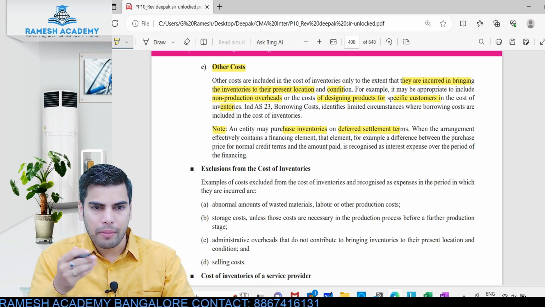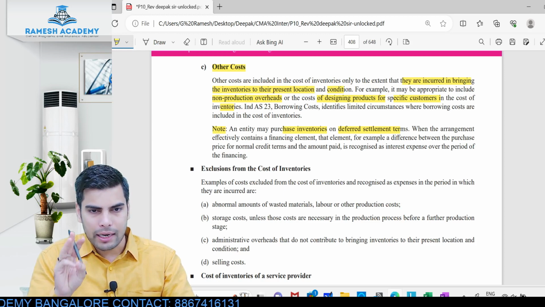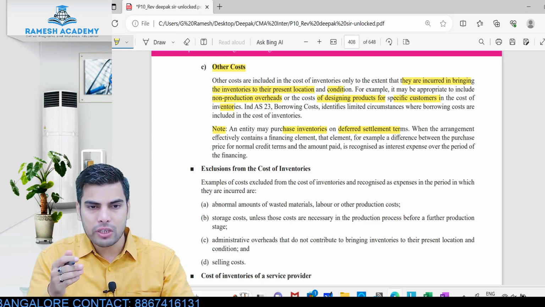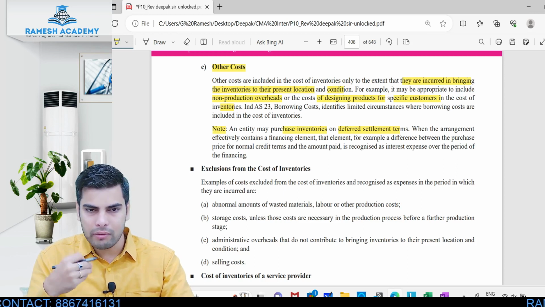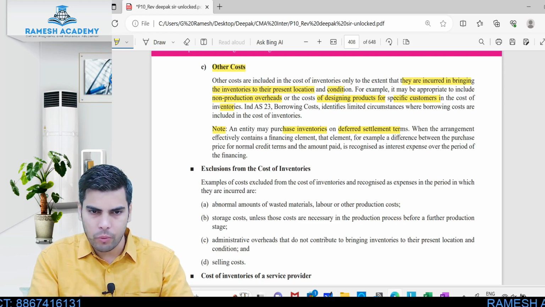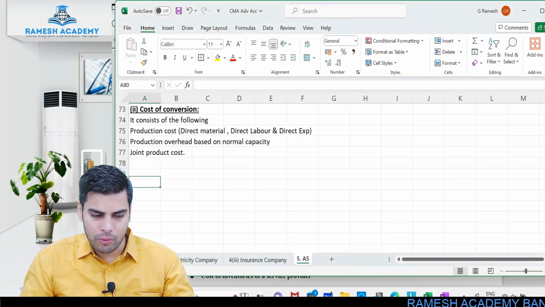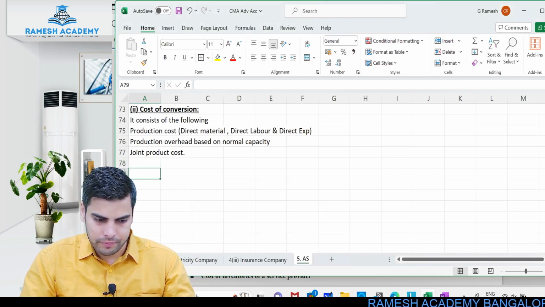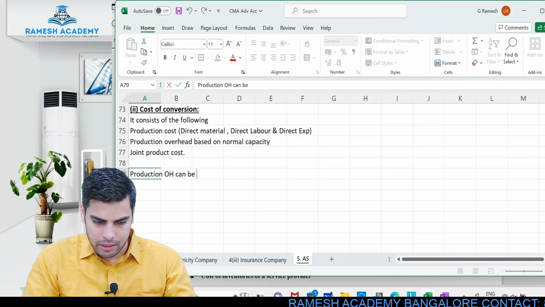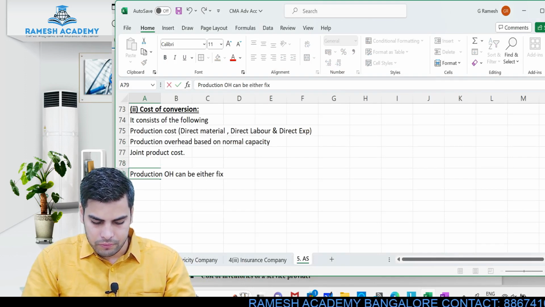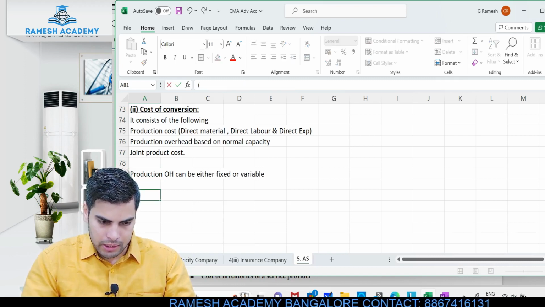Now let's say I had sold the goods at so and so price on credit basis, with a credit period of, let's say, 3 months. If he takes more than 3 months to settle the amount, obviously I will be collecting some interest. Will that interest amount form part of my cost of inventory? No. That is not going to form part of your cost of inventory. Just remember the point, whatever I write in the notes is more than sufficient. Here, production overhead can be either fixed or variable. Then the next thing would be other cost.